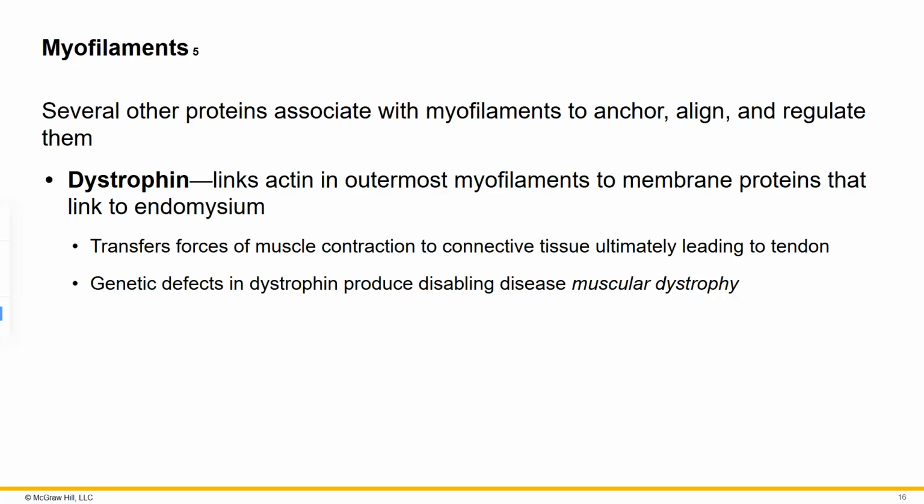Several other proteins are associated with myofilaments to anchor, align, and regulate them. Dystrophin links actin in outermost myofilaments to membrane proteins that link to the endomysium. It transfers forces of muscle contraction to connective tissue, ultimately leading to a tendon. Genetic defects in dystrophin produce a disabling disease, muscular dystrophy.